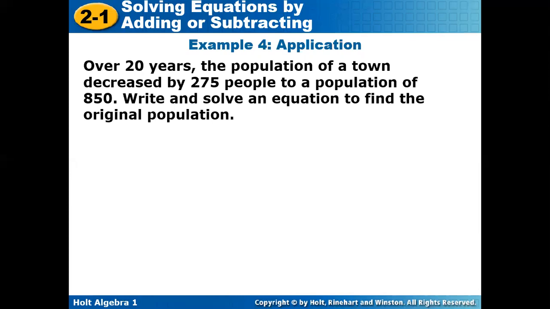So over 20 years, the population of a town decreased by 275 people. That means it went down. That's a negative, right? To a population of 850. Write and solve an equation to find the original population. So we're going to use algebra, right?